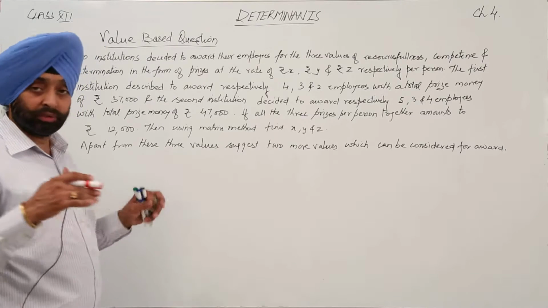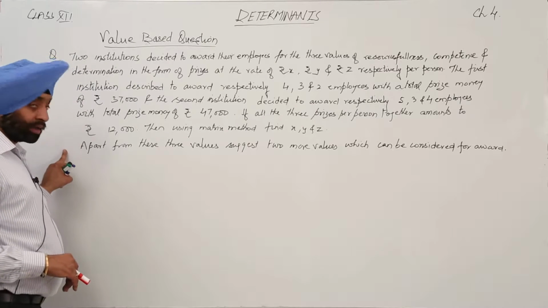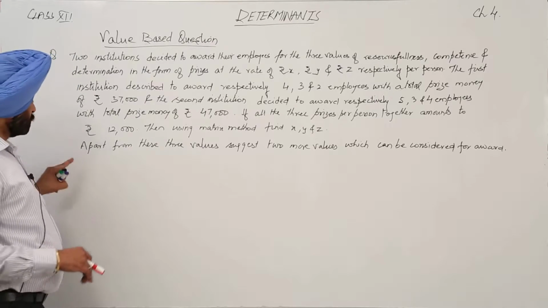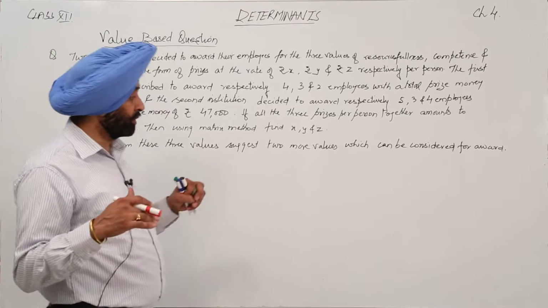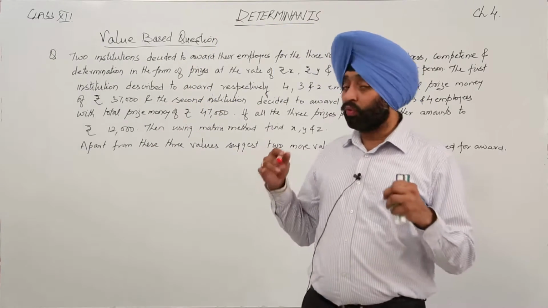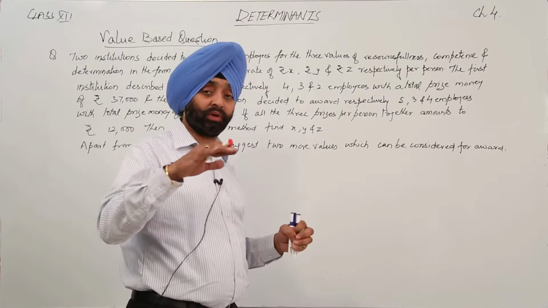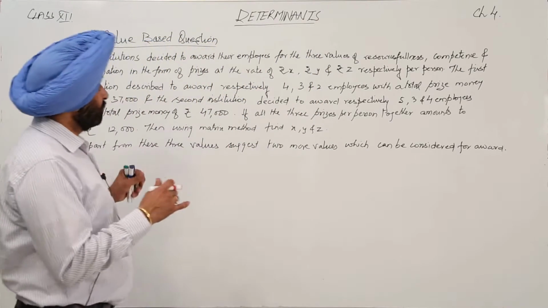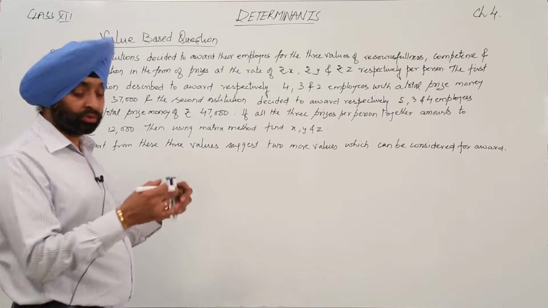Now if this question is for 6 marks, then 5 marks are for this part and 1 mark for this part. Apart from these values, we have to suggest two more values which can be considered for award. Students forget to answer the last part, so basically you can say this question has two different parts. Let's first convert into equations, and for solving the question we are going to use the board.